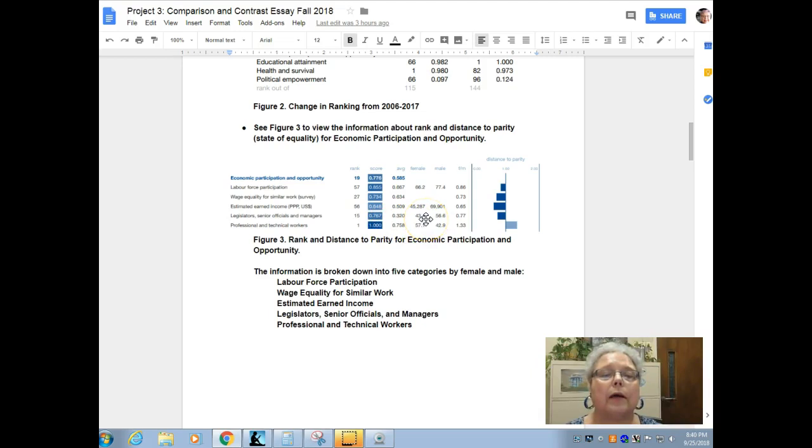So you can see here, females 43.4 and males 56.6. And then as professional and technical workers, this is interesting, females 57.1 and males 42.9, which is why it shows women have exceeded men on this side. This is how far behind they are to men on this side. This side shows that we're exceeding in that area.